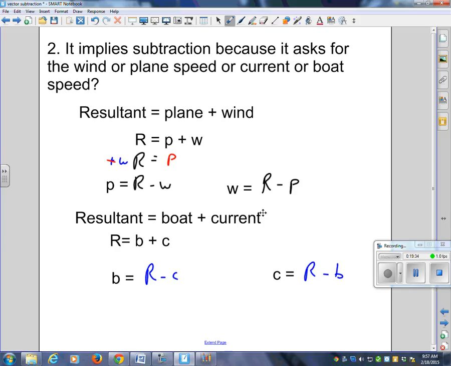Turn on the new one. Yep. Yeah, it does.